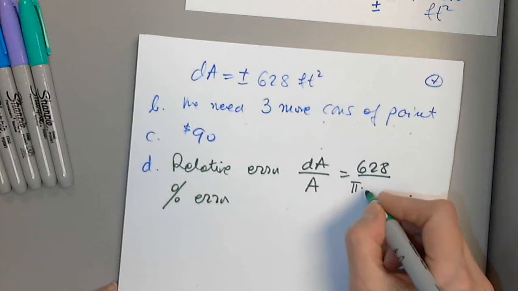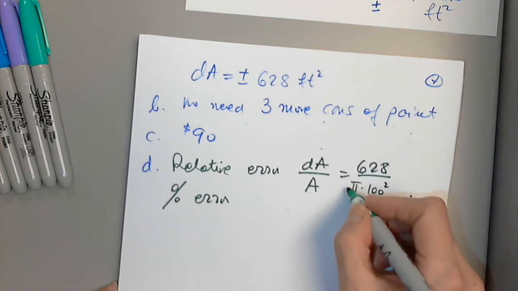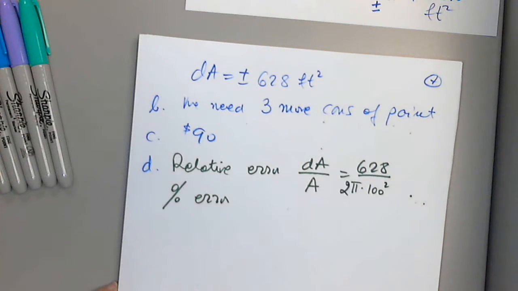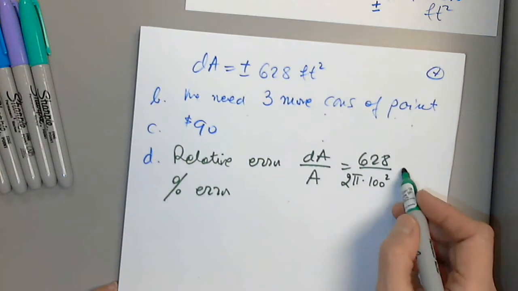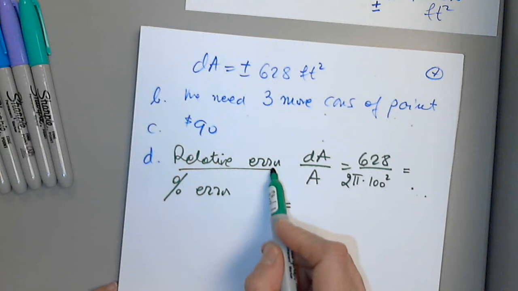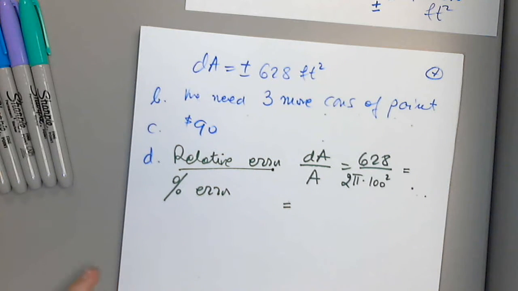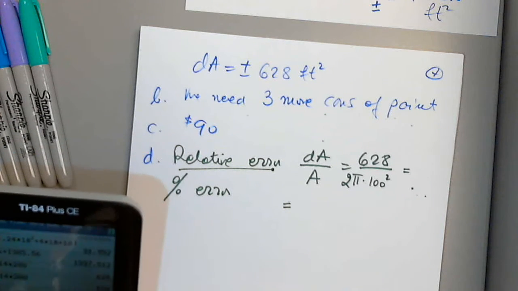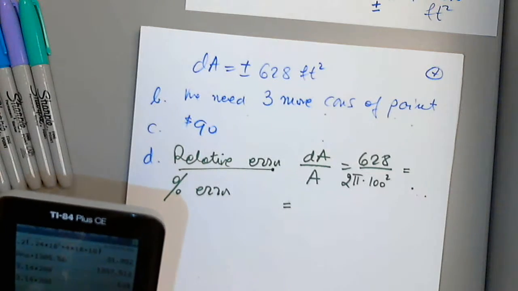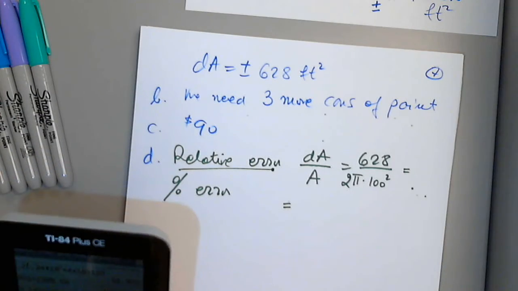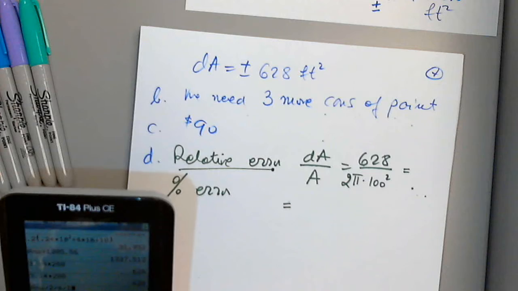True A will be pi times 100 squared, 2 pi r squared. And this will give us the relative error, exactly what you said: the difference over the actual. So then I have 628 divided by 2 divided by pi and divided by 100 squared.